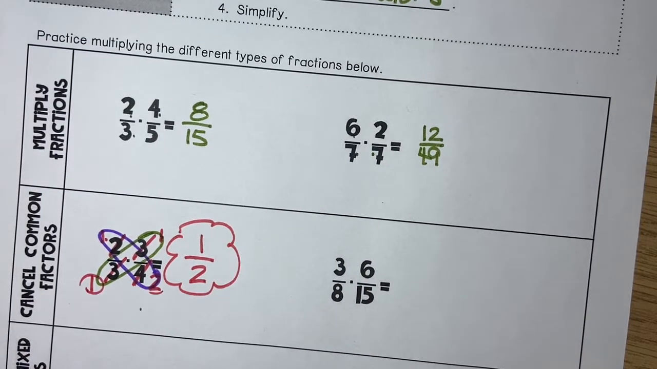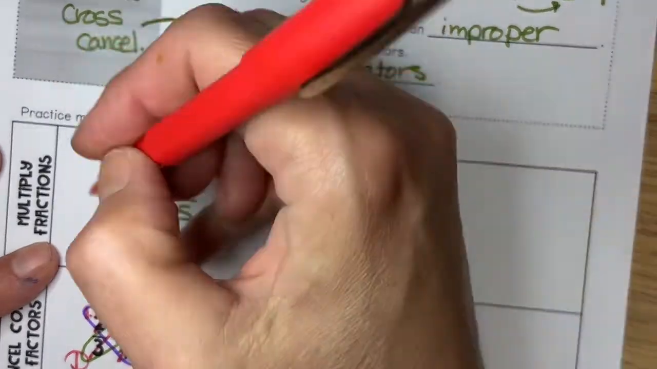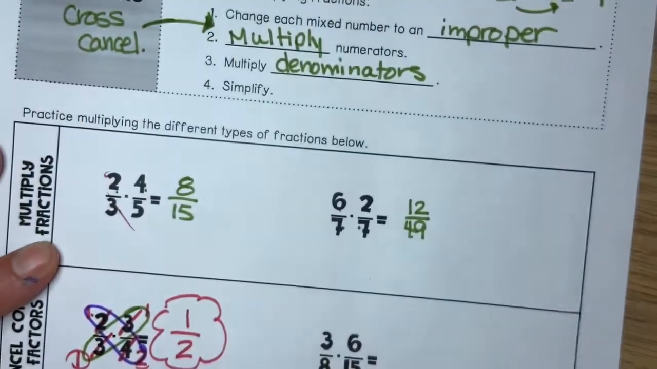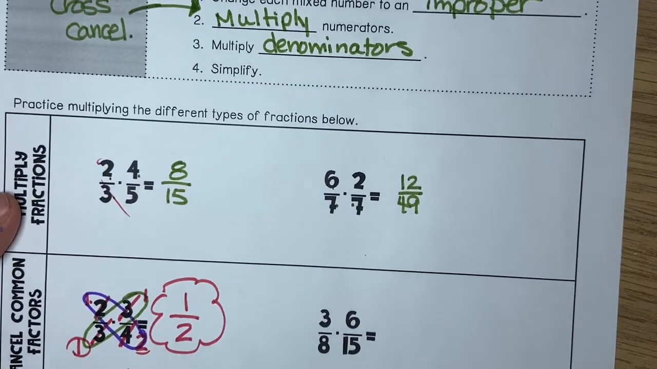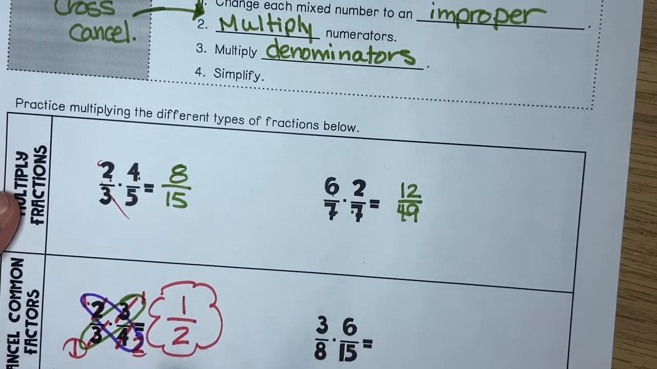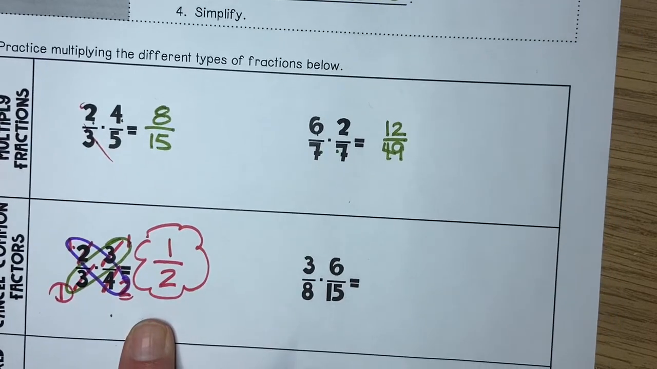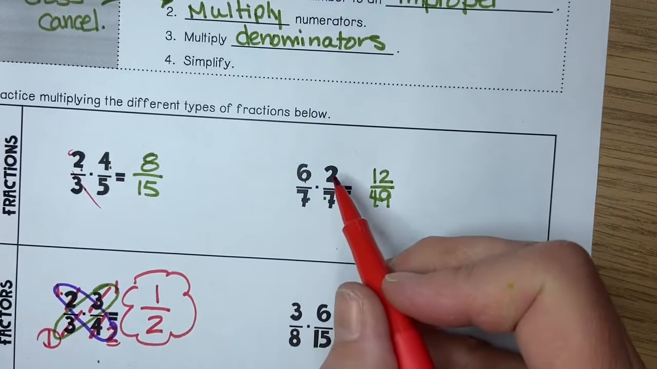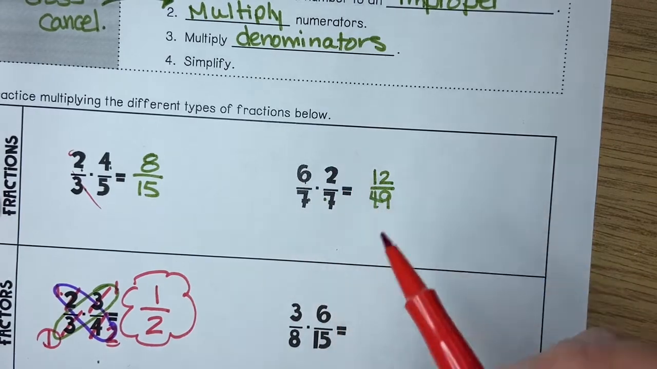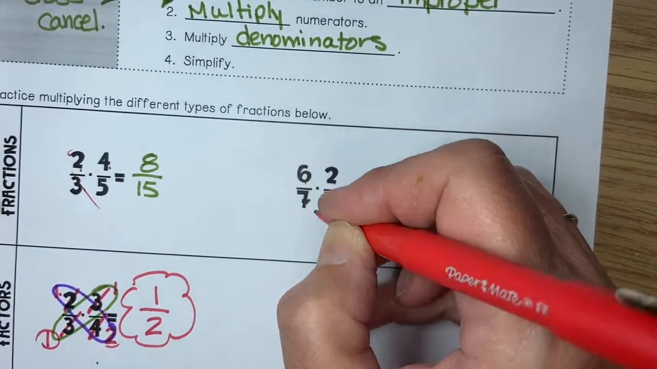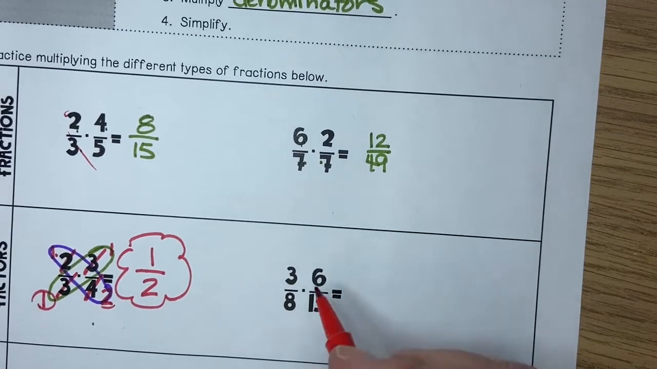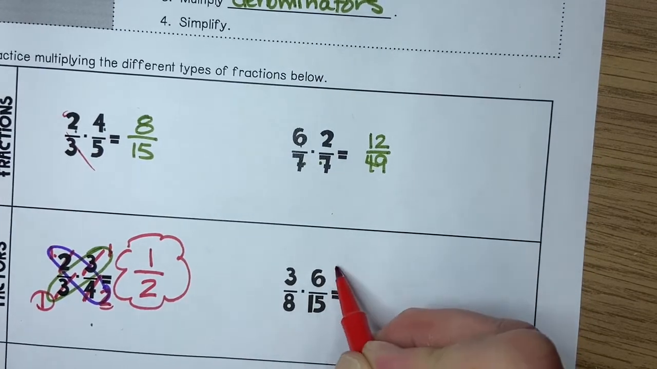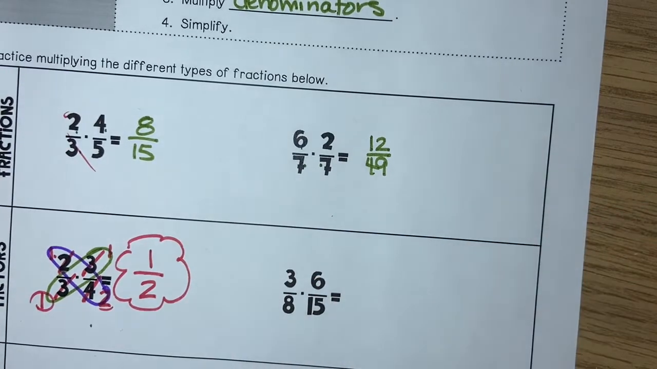You can't always cross cancel. If you look at the ones we did up here, nothing went into 5 and 2. Nothing went into 4 and 3. That's why I didn't cross cancel there. Okay? This will get me the lowest terms. If I cross cancel, I'm going to get in lowest terms and I won't have to simplify. Okay? Same thing here. Nothing went into 2 and 7 evenly. No factors, nothing went into 6 and 7 evenly, so I couldn't cross cancel. Okay, so think about it like a butterfly. I check these two and I check those two.